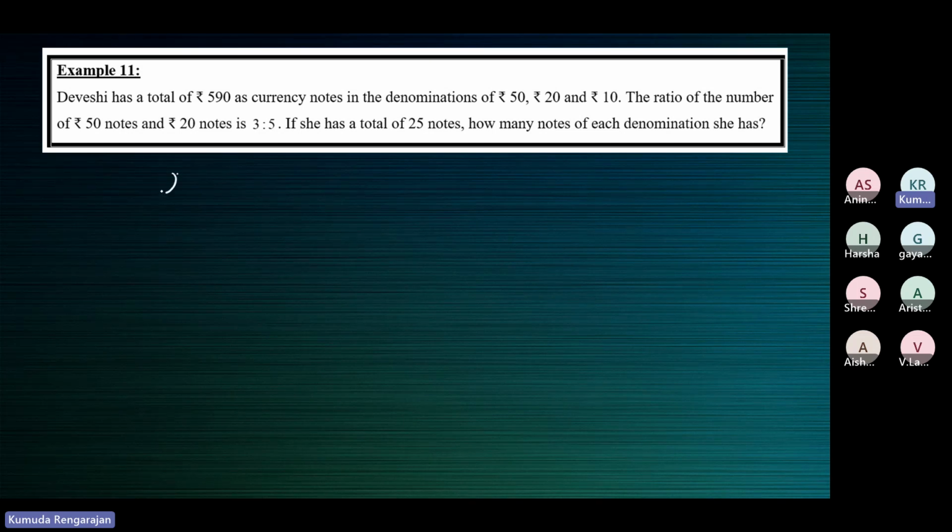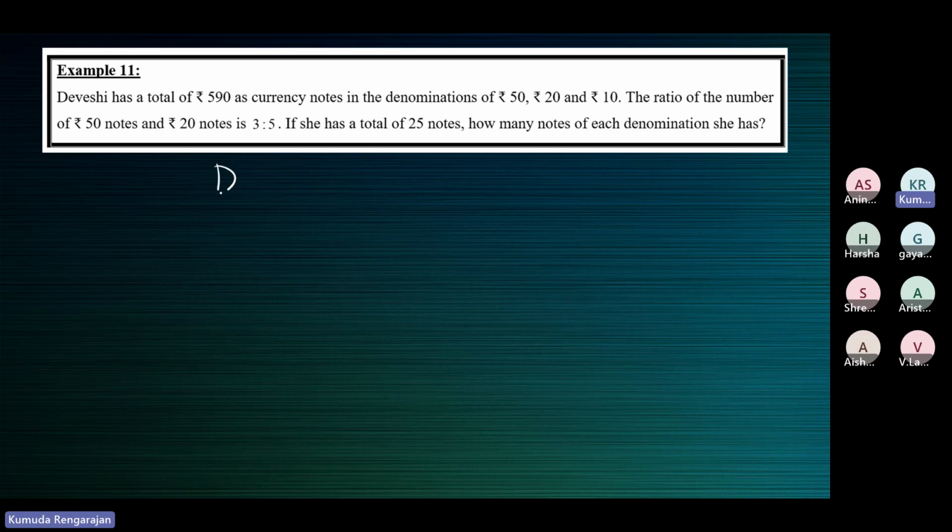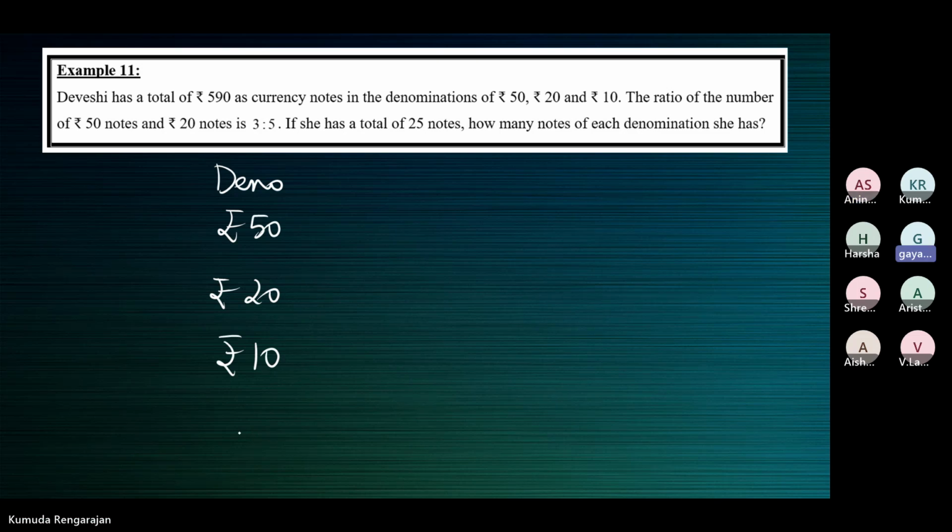So the denominations here are these three. This one is 3x and this one is 5x, so put together 8x. In all, the total number of notes is 25. So the number of 10 rupee notes will be 25 minus 8x. Let's do it slowly. Denominations. Are you fine with the denominations, children? Yes, ma'am.